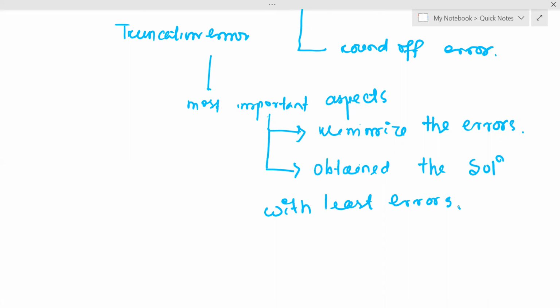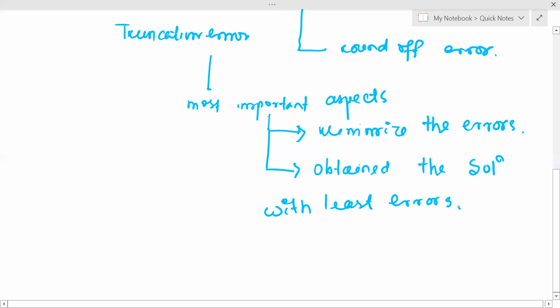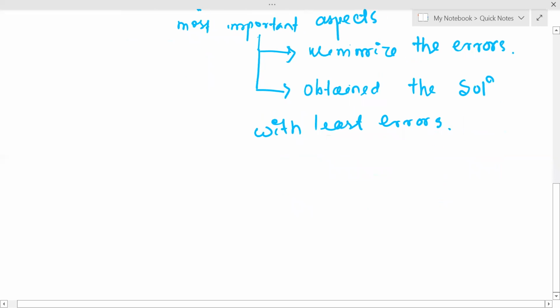Take the truncation error of Euler's method. In the case of Euler's method, higher-order terms we have not considered; some terms we have omitted. That is called truncation error. You know the case 1 by 1 minus x, which is 1 plus x plus x square plus x cube, and so on.